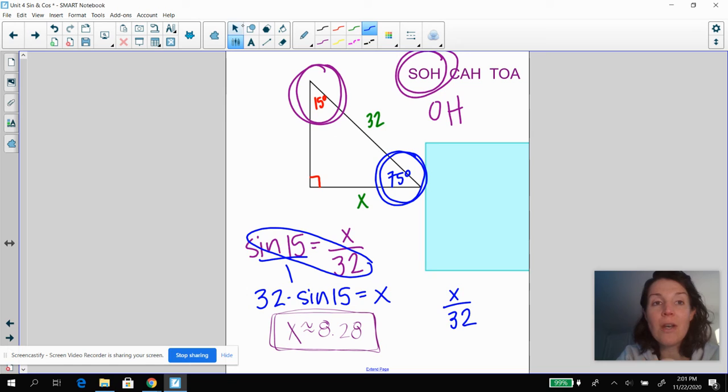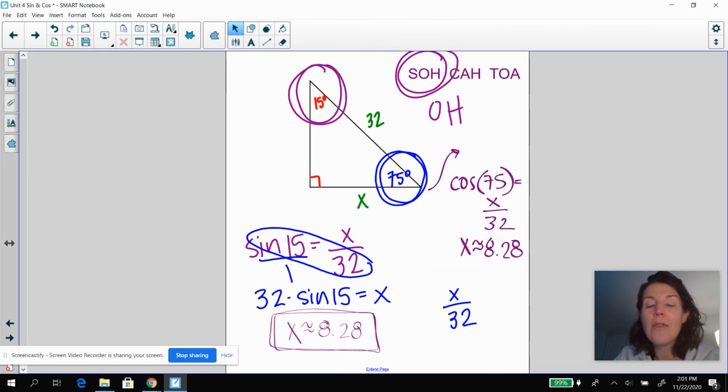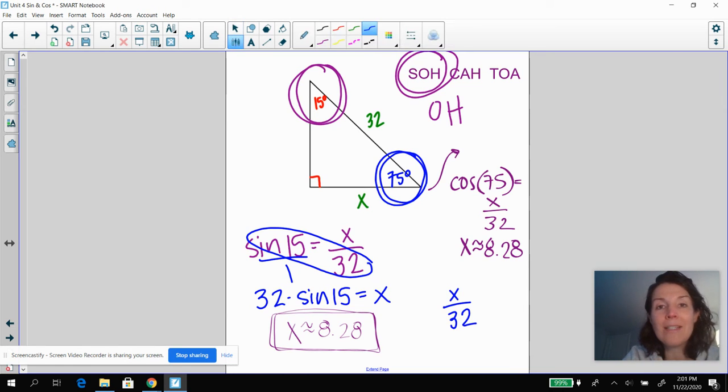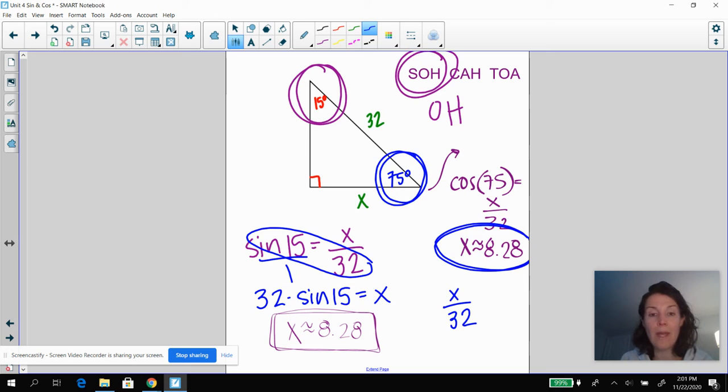So in this situation, what if we set up the cosine ratio? So here, the cosine of 75 degrees equals x over 32. If you cross multiply, solve, watch what you get. You still get that x equals approximately 8.28, which you should, because it is the same side of the same triangle. We have not changed anything. We're just changing the angle that we're focusing on.